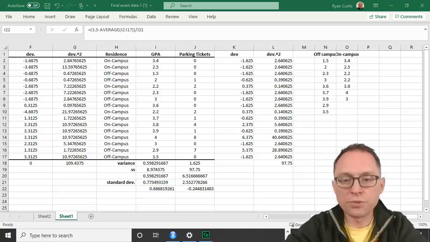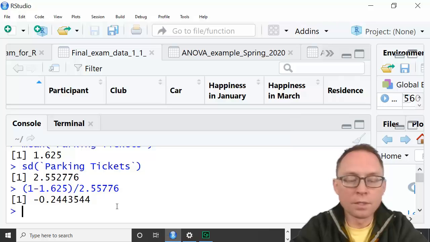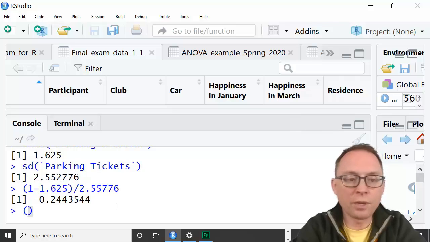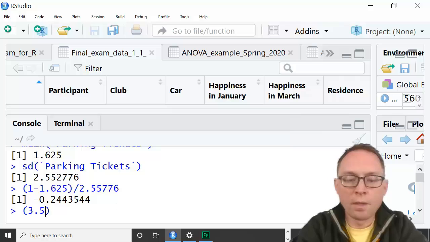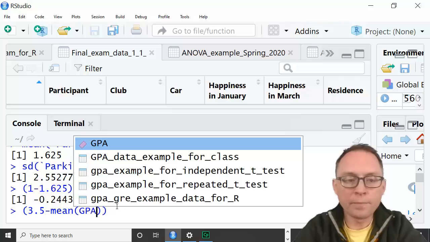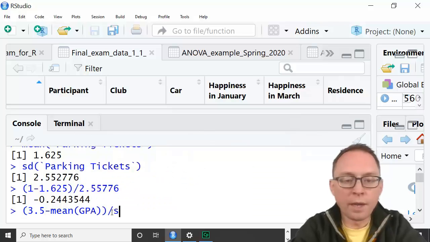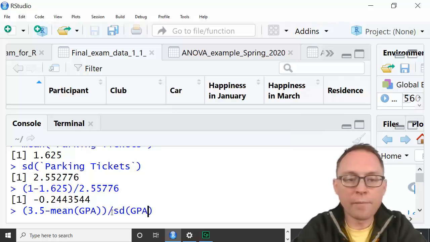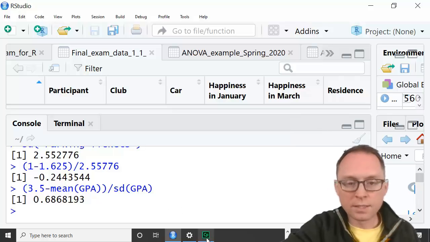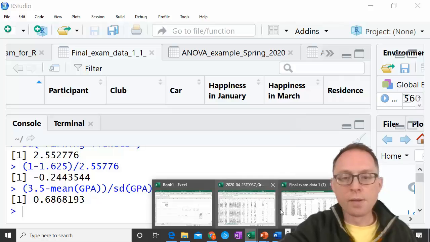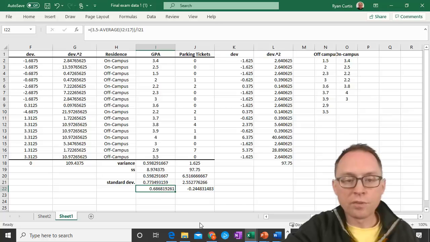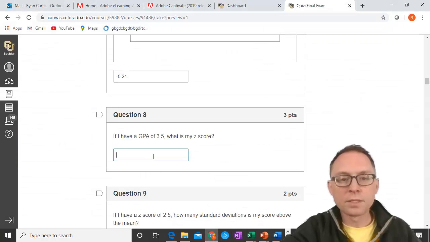Let's go ahead and try this with RStudio. We can actually just tell it to do what we want to do. So I want it to do 3.5 minus the mean of GPA, divided by standard deviation of GPA. 0.6868. Is that the same thing as what we got before? And the answer is, look at that right there, 0.6868. So we're going to put the z-score of 0.69. That's what we're going to put in there, 0.69.